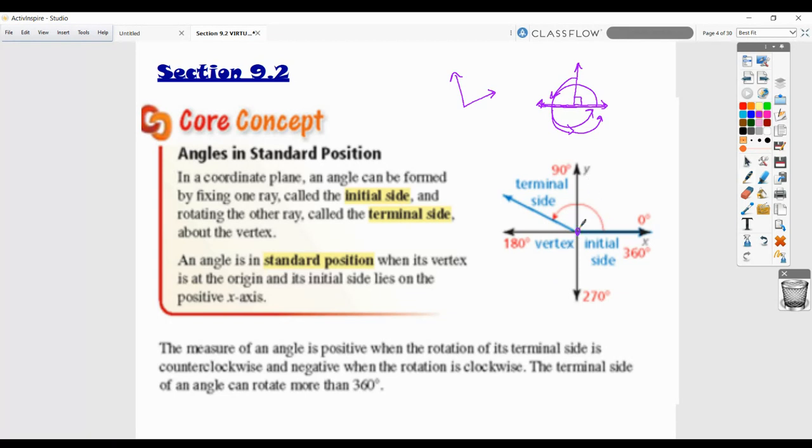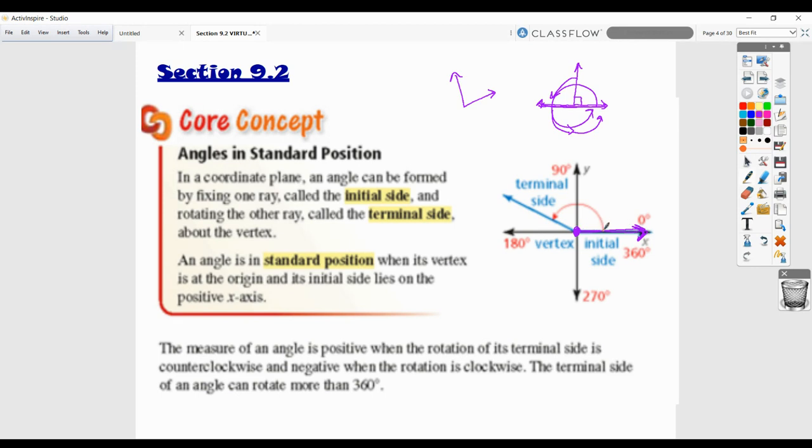So the initial side, or where we always start our angle from, the origin, is kind of like the vertex of this. It's where it's starting from. And the initial side is always going to be the right side of the x-axis, all right? And that's going to always be 0 degrees. So when we start drawing these out, we're always going to start here, all right?